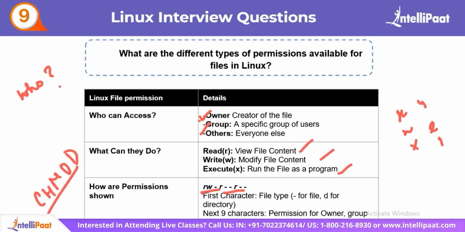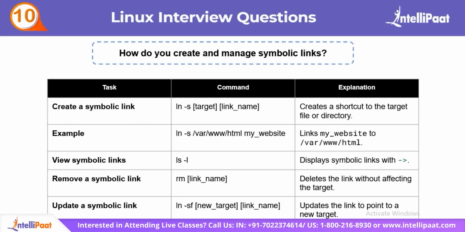Okay, moving ahead with the next question. How do you create and manage a symbolic link? Okay, so symbolic links, also known as symlinks or soft links, are files in Linux that point to other files or directories. We just read what are soft links and hard links, and that same soft link is known as a symbolic link. Okay, so to create the symbolic link, here's the command.